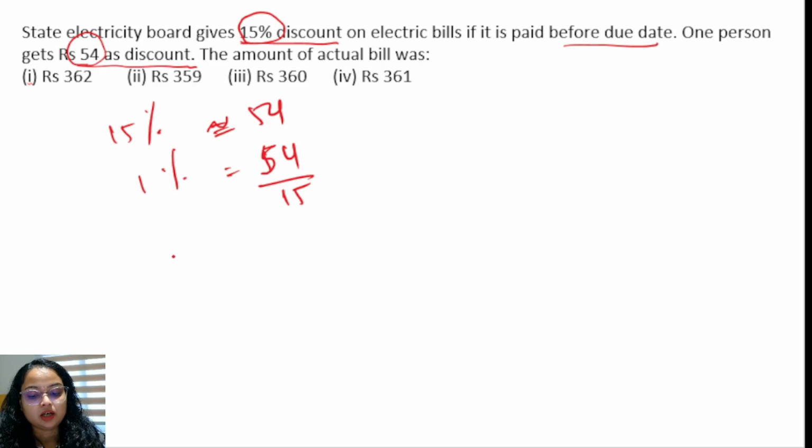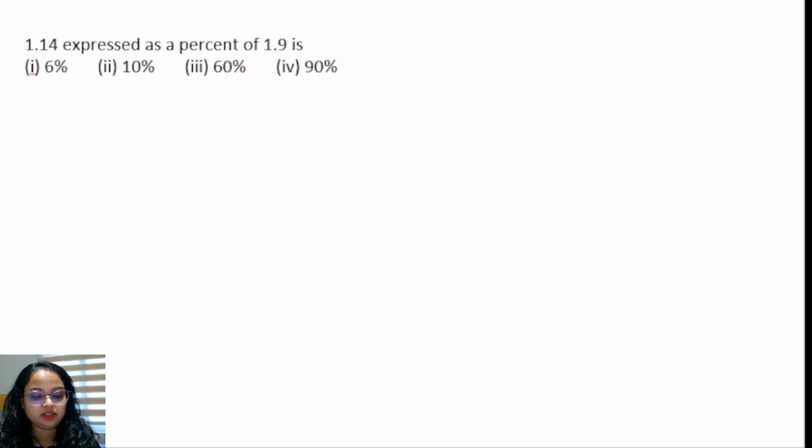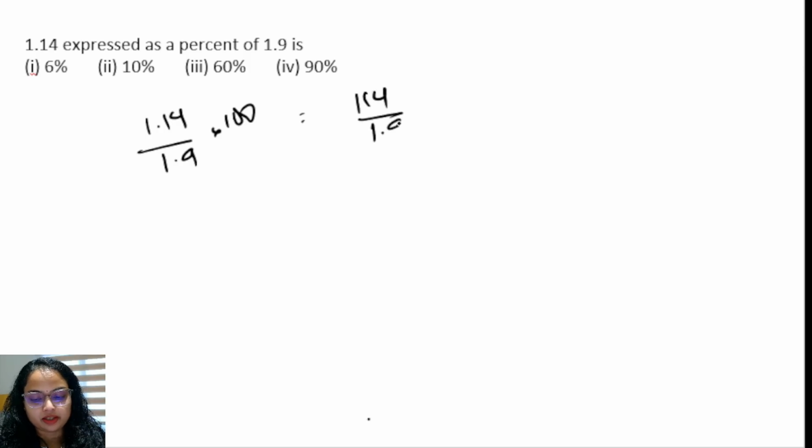So what is the total amount? 100% is what? 100% is 54 divided by 15 into 100. Okay, 5 into 3, 5 into 20, 3 into 18. It is 360 rupees is the total amount. Third option. Next one. 1.14 expressed as a percent of 1.9 is what? So here 1.14 divided by 1.9 into 100. It is 114 divided by 1.9. It is 60%. Third option.